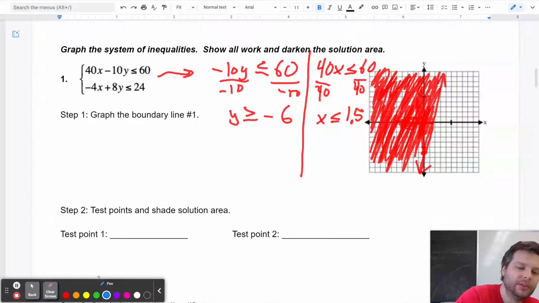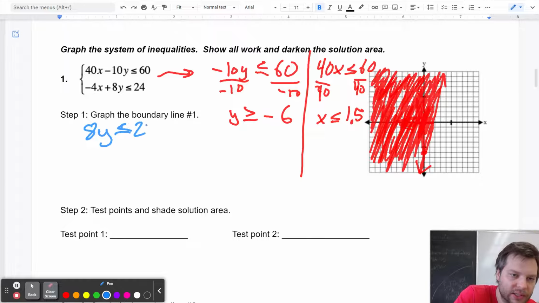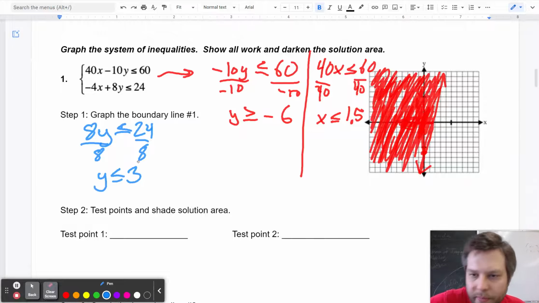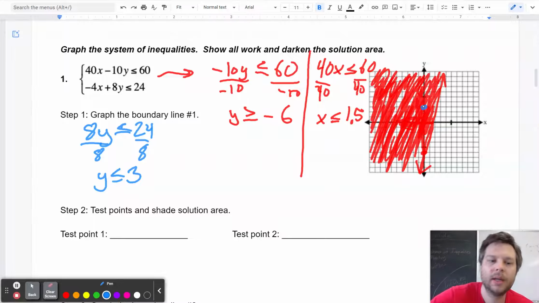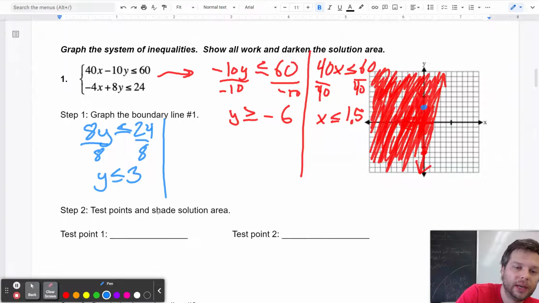Now I'm going to do the other inequality with the same method. If I make x equals 0, then negative 4x disappears, and I have 8y is less than or equal to 24. Divide both sides by 8, and I get y is less than or equal to 3. Let's put that dot right there. I'm going to shade below that dot.